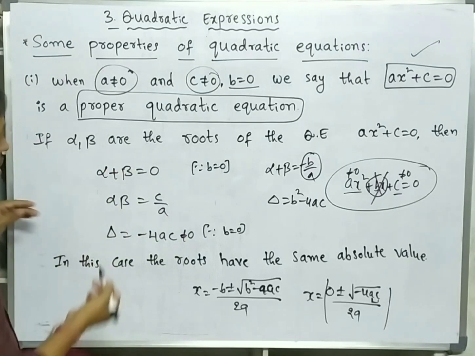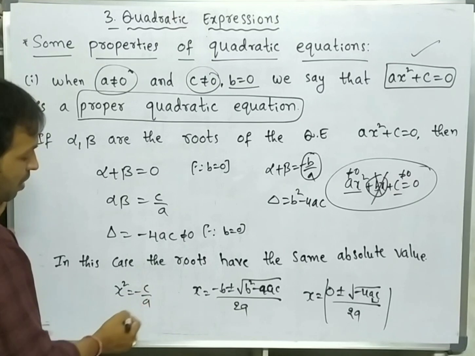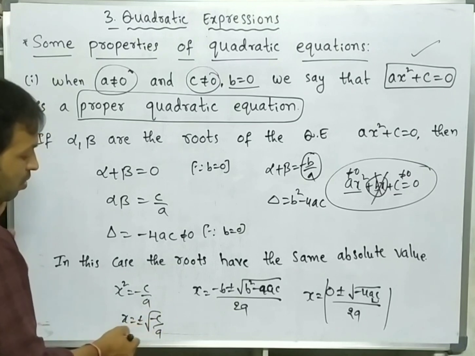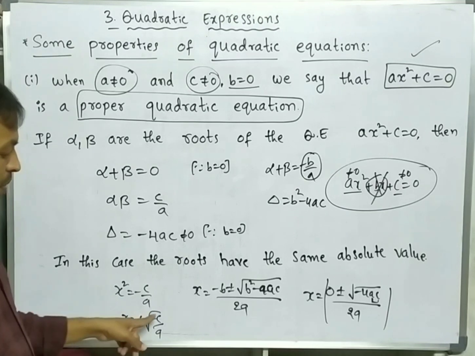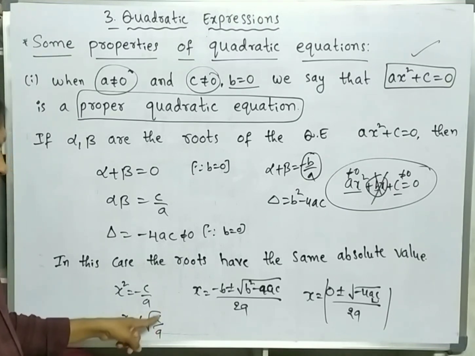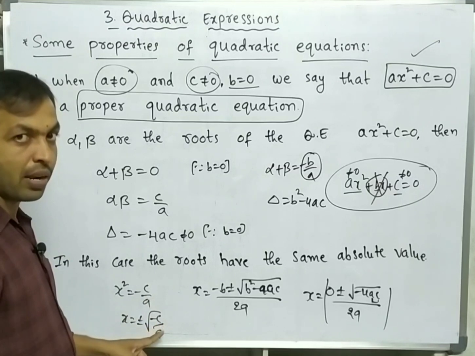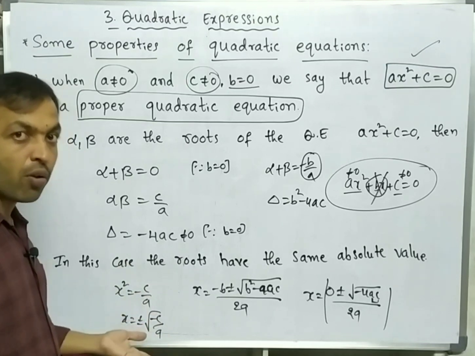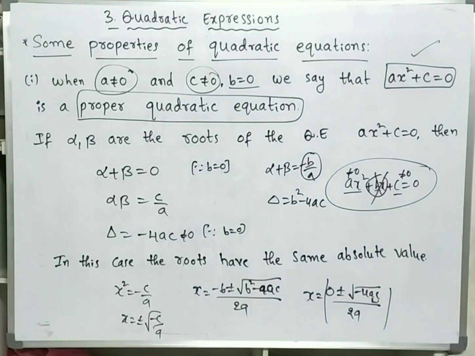Otherwise, from this also we can write ax square is equal to minus c, so x square is equal to minus c by a, and x is equal to plus or minus root of minus c by a, and the absolute value of this is root of minus c by a. So the answer depends upon the signs of a and c. If a and c have opposite signs, then we will get surds. If a and c have the same sign, we will get a negative inside the root, so the answer is a complex number, a complex root. So this is the study of this proper quadratic equation.